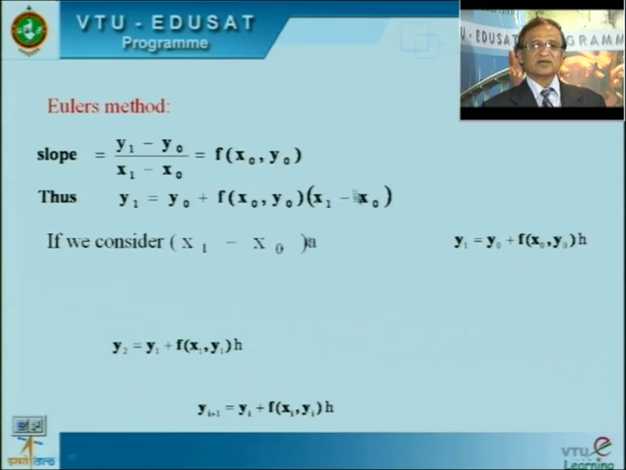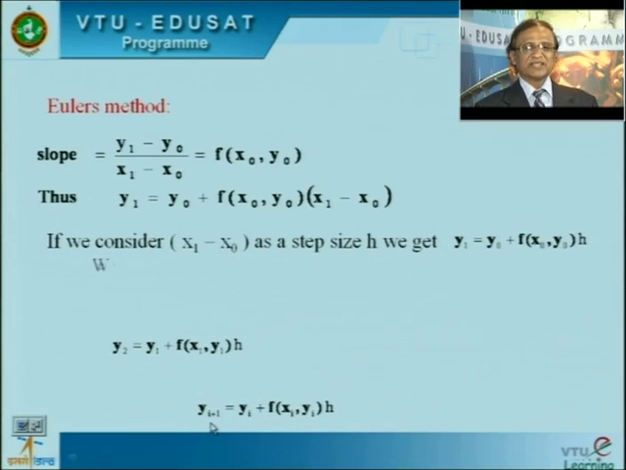x1 minus x naught means what? I can replace it by the step length, as I have shown in the diagram. The same formula can be written as y1 is equal to y naught plus f of x naught, y naught into h. In particular, y2 is equal to y1 plus f of x1, y1 into h. In general, yi plus 1 is equal to yi plus f of xi, yi into h. So, this is the general formula for Euler's method.